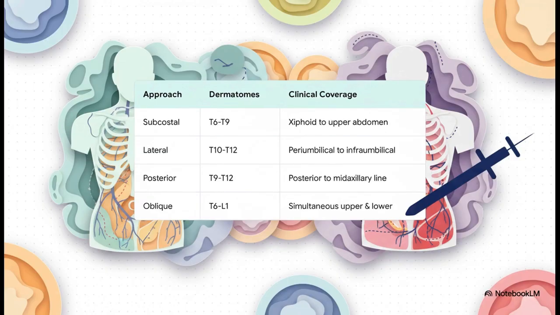Finally, there's the oblique subcostal approach. This is definitely a more advanced technique, where you actually advance your needle from the xiphoid all the way toward the iliac crest. You're trying to target that entire T6 to L1 spread for simultaneous upper and lower abdominal coverage.